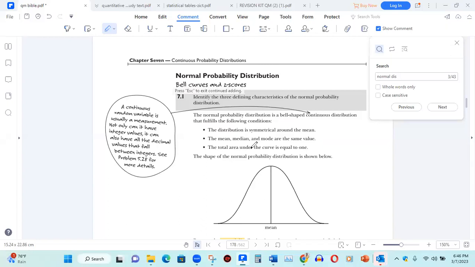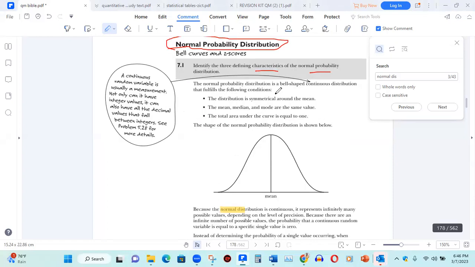Okay, so just a recap on the normal distribution as we are looking at the questions. The features of the normal distribution: we are talking about the bell curves and z-scores, identifying the three features of the normal probability distribution.